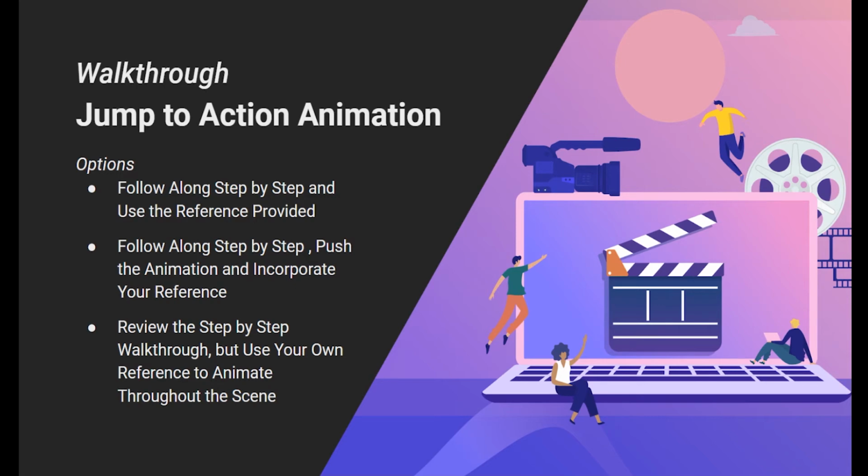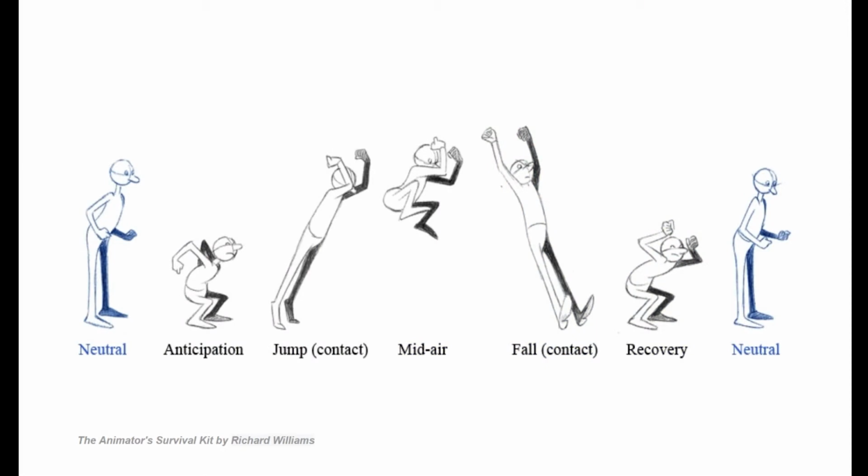Or you could follow along step by step, push the animation a bit more and incorporate your reference. So if you like your jump better and you want to use that as reference, you can. Or if you like the walk that you do across the bridge better, you can use that. So you would be using my reference and your reference, just incorporating those together. Finally, you could review the step-by-step walkthrough, but use your own reference to animate the entire scene. So learn from the step-by-step, but ultimately use your reference to animate the scene completely. So those are your options.